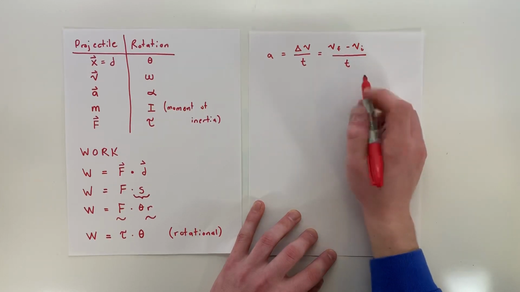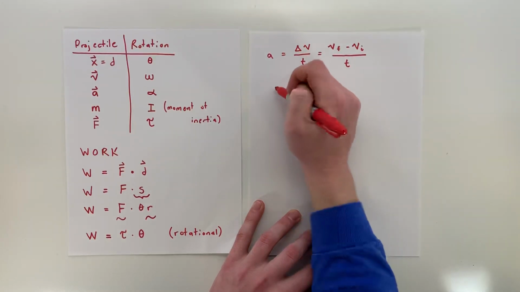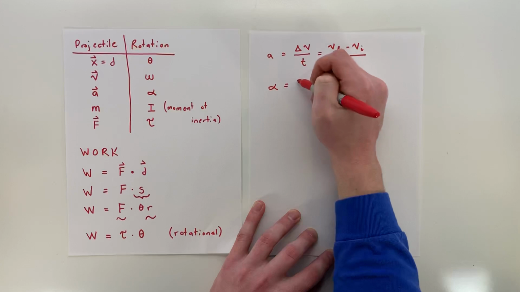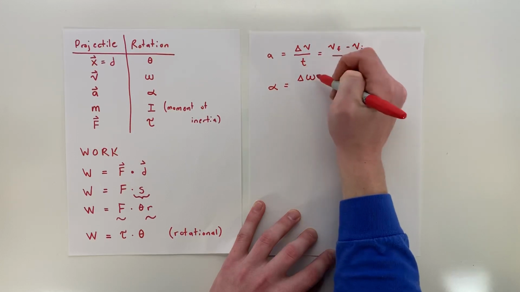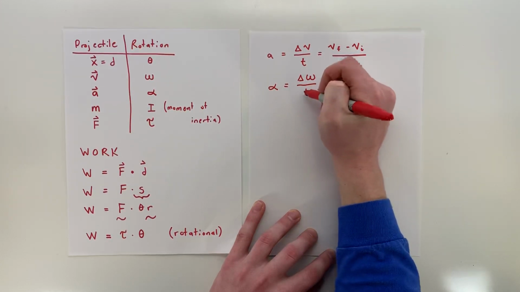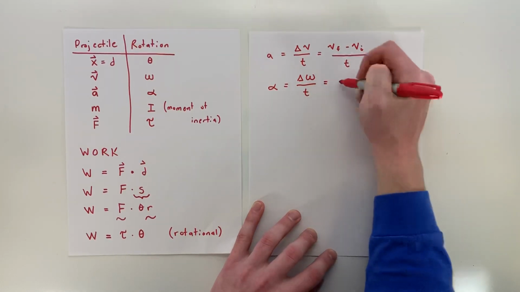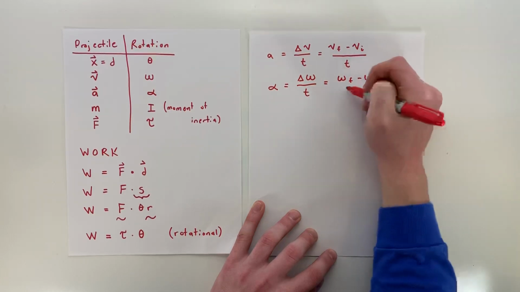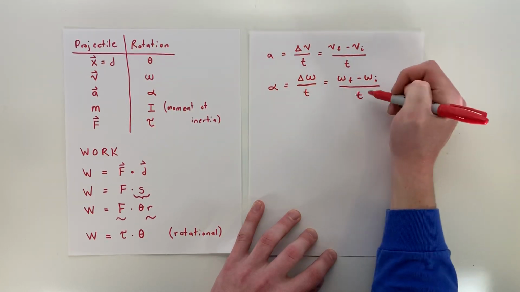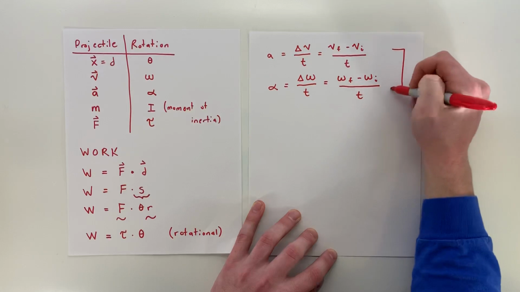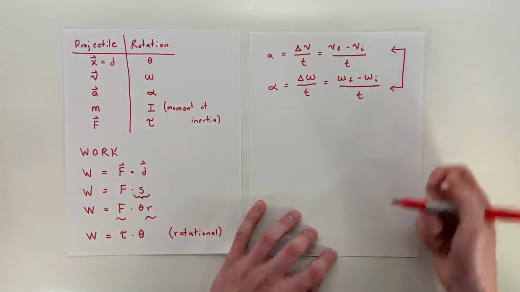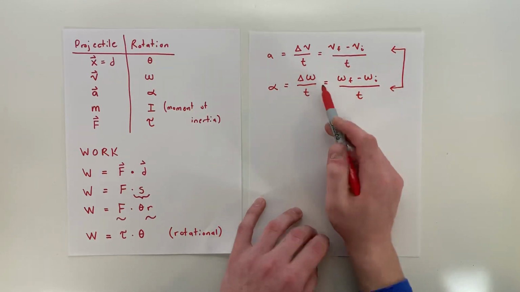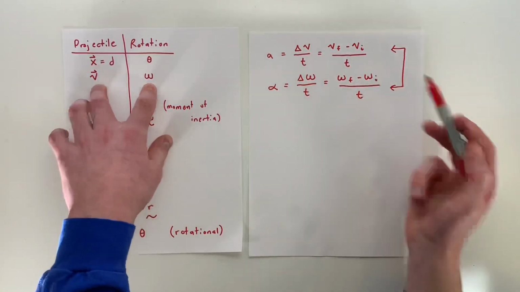Now let's look at this in a rotational sense. Alpha, your rotational acceleration, is equal to delta omega over time. So it is equal to your omega final minus your omega initial over time. Now what you'll notice is these two formulas are really similar. In fact, you literally just need to, every time you see a V, replace it with an omega. Look at that, our little chart over here.